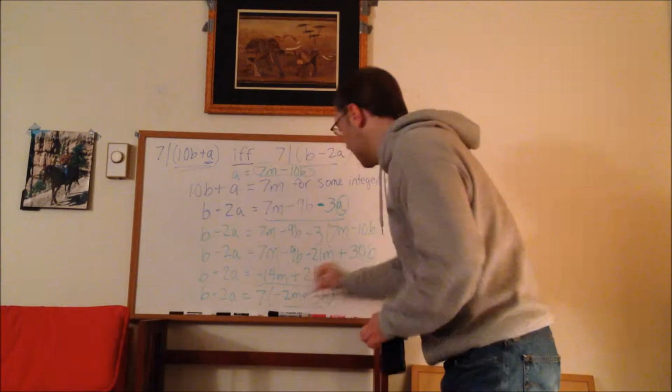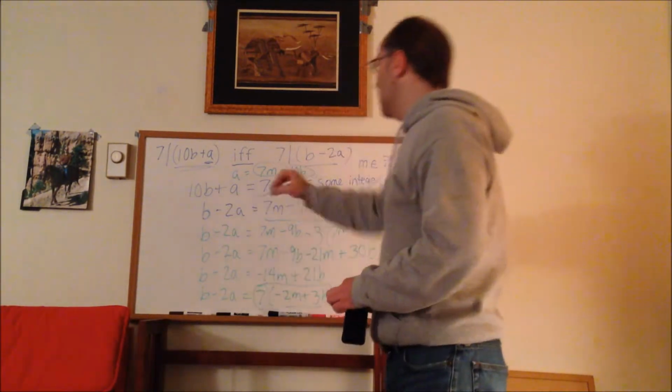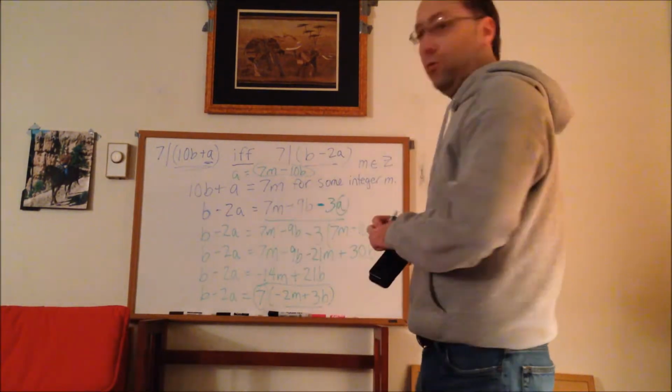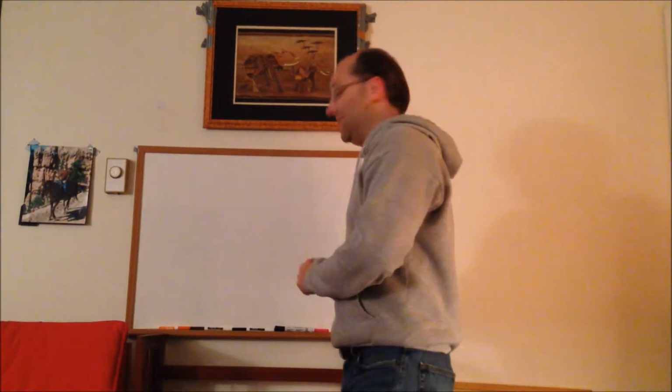And then, of course, this is an integer. So it's an integer times 7. So there you've proved divisibility by 7. Pretty cool, huh? Okay, so now the rule for 8 that I came up with is this.